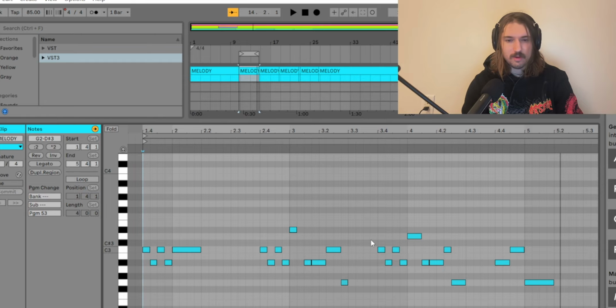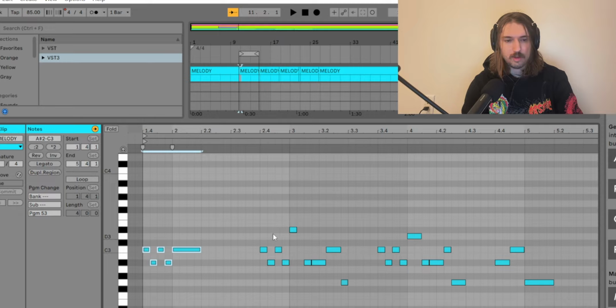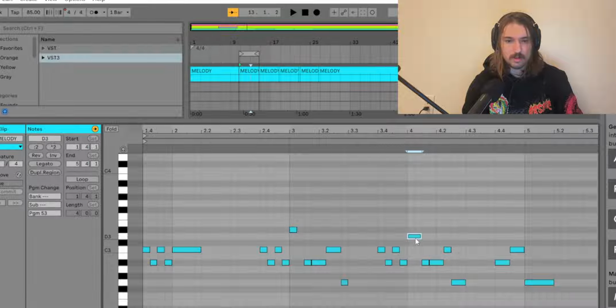Right away, we already see a repetition of a pattern. Look at these 5 notes here. 4 short and 1 long. 4 short, and then we got followed by another one. 4 short, followed by another one. Okay, so that's one pattern, one idea.